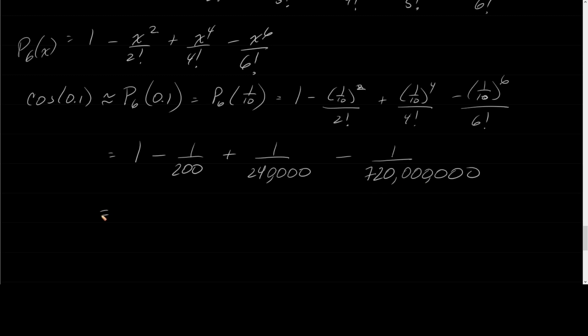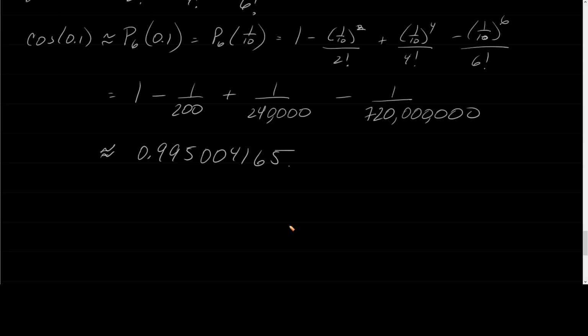And at this point, if you plug this into the calculator correctly, you will get that this is approximately 0.995004165. All right, that's what you would get out of the calculator there. Now, if you were to plug in cosine of 0.1 into the calculator, you would get the output of 0.995004165.